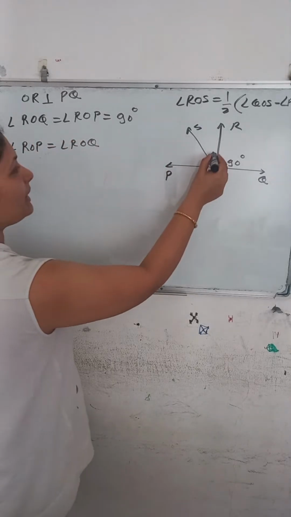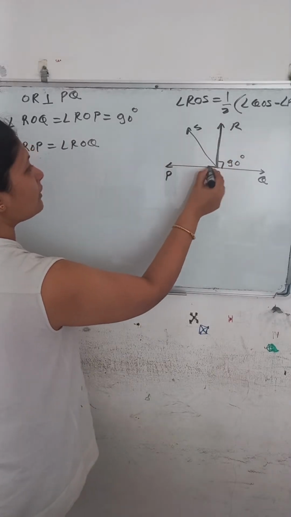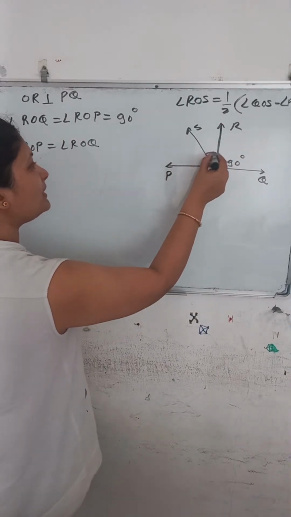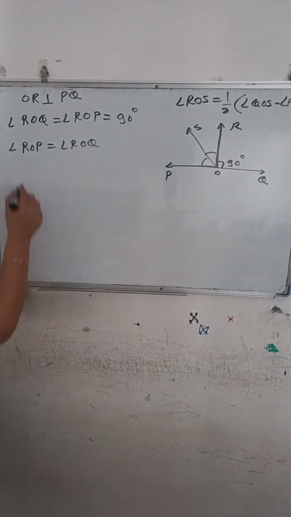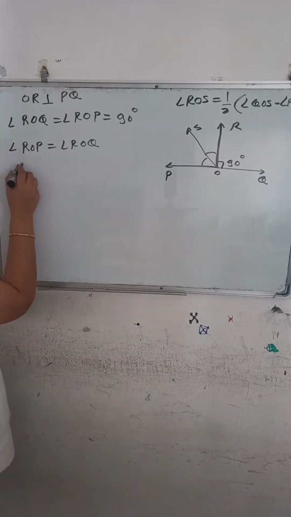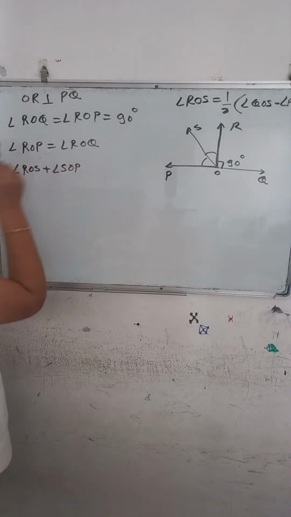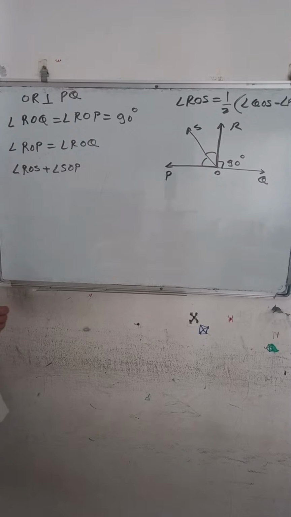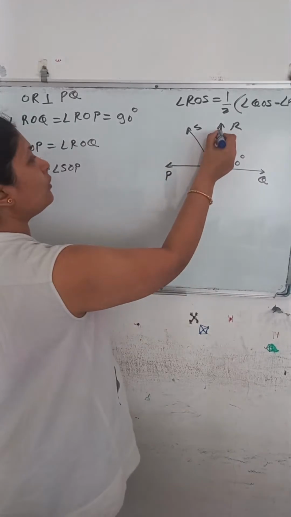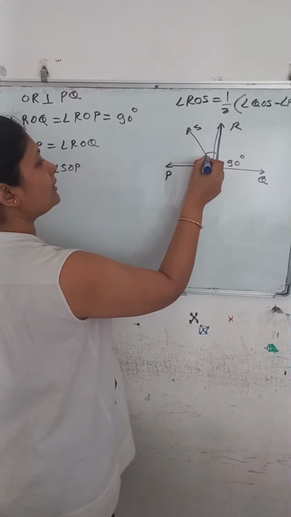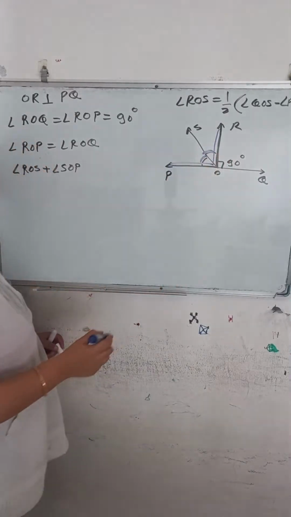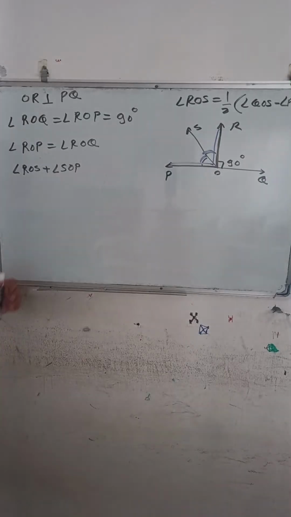So ROP is nothing but, see here, ROP is a sum of these two angles, no? So can I split this ROP as angle ROS plus angle SOP? Can you get it? Can you see this figure? This ROP I can split into these two parts. Okay, these two angles. That's it. That much I did.